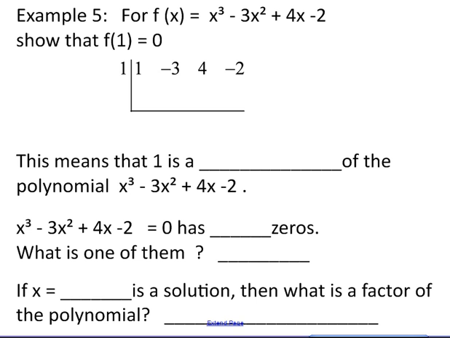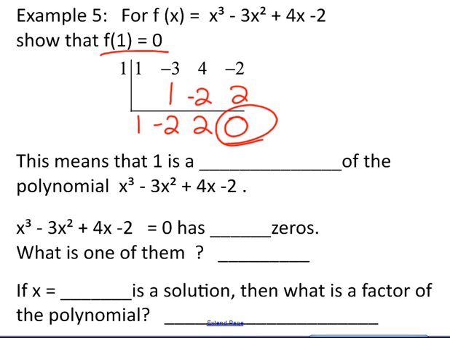Suppose I have x cubed minus 3x squared plus 4x minus 2, and I want to show that f of 1 is equal to 0. When it means show, I already know the answer. I already know that the answer is going to be 0. But it has to be proven. You have to actually show the work to me. So the 1 drops, we multiply, we add, multiply, add, multiply, and add. And the last number is indeed 0.